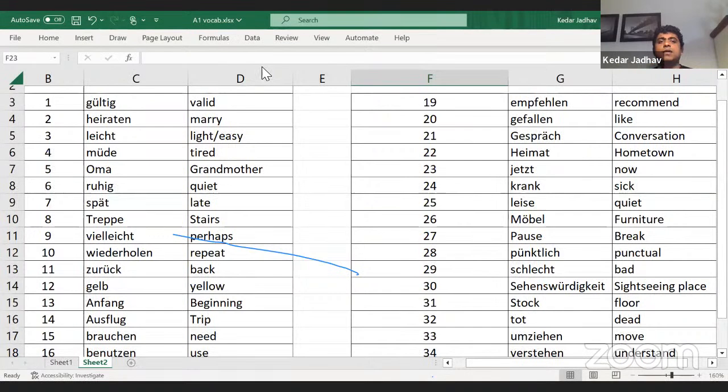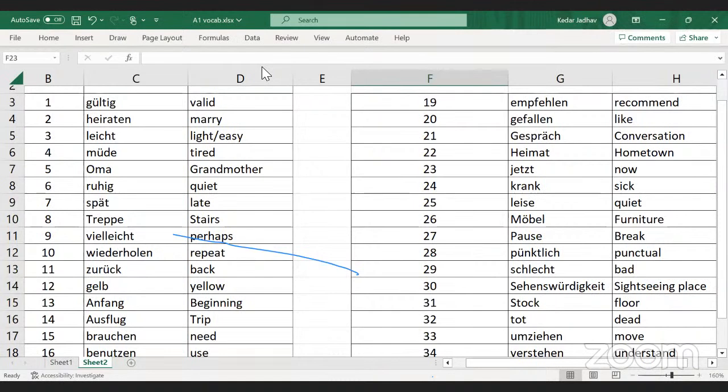Gefallen, again in A2/B1 we will learn this. These are some of what you can say.